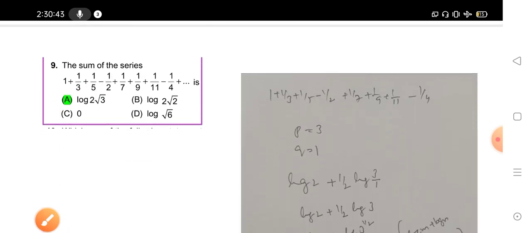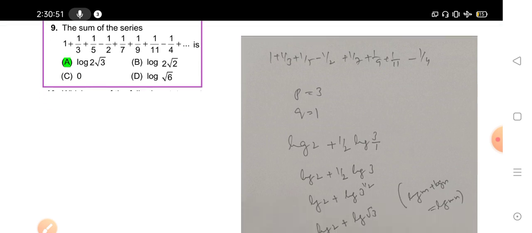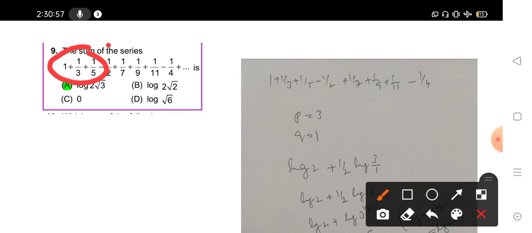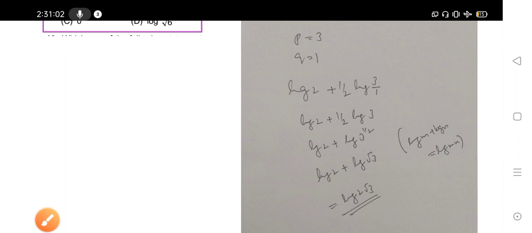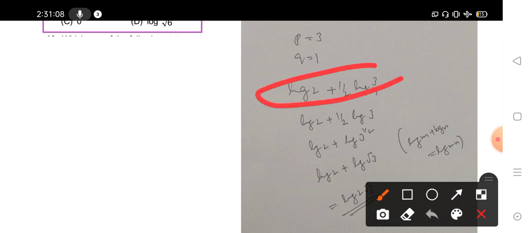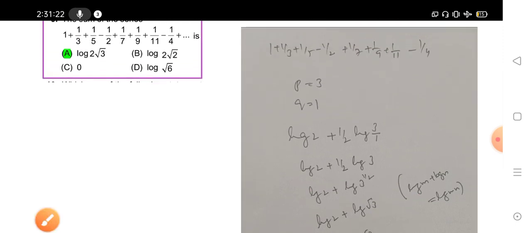Next question: the sum of the series 1 plus 1 upon 3 plus 1 upon 5 minus 1 upon 2. Here p means the number of positive terms and q the number of negative terms. The number of positive terms is 3 and the number of negative terms is 1, so p equal to 3 and q equal to 1. The formula is log 2 plus 1 upon 2 log of p by q. So log 2 plus 1 upon 2 log 3, that is log 2 plus log 3 raised to 1 by 2, log 2 plus log root 3, that is log 2 root 3. Option A is correct.